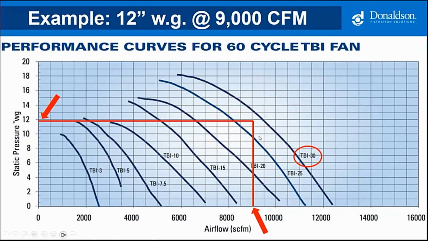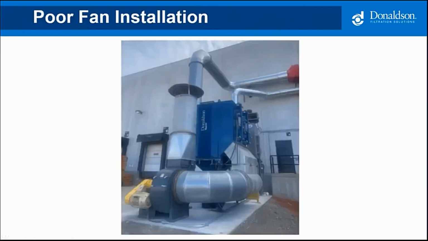What that has just done, we've moved the 9,000 up to this intersection, and it now says I have 13 inches of static versus 9.5 inches of static if I happen to choose the TBI 25. So you can see I could have chosen the wrong one, and I had 9,000, but I didn't have my static. Okay? All right. Then we talked about installation.